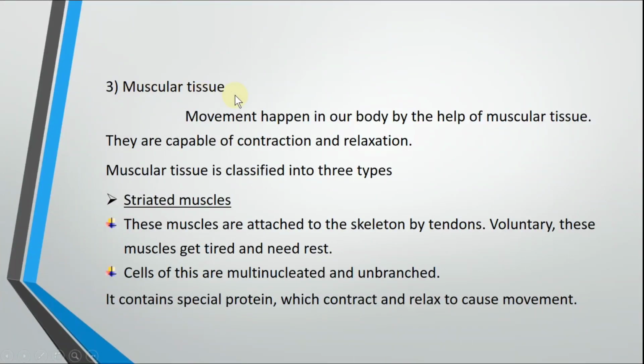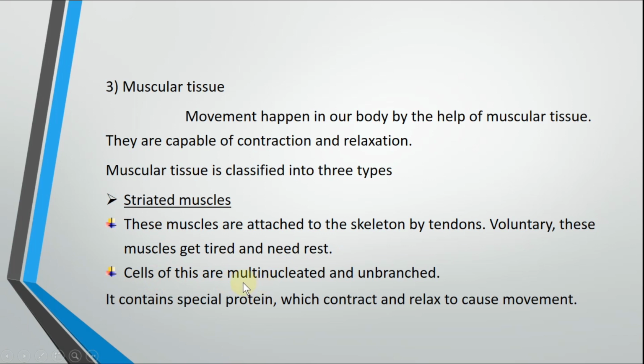Third type is muscular tissue. Movement happens in our body by the help of muscular tissue. They are capable of contraction and relaxation. Muscular tissue is classified into three types. Striated muscles. These muscles are attached to the skeleton by tendons. They are voluntary, and these muscles get tired and need rest.